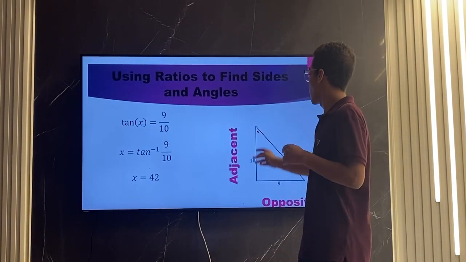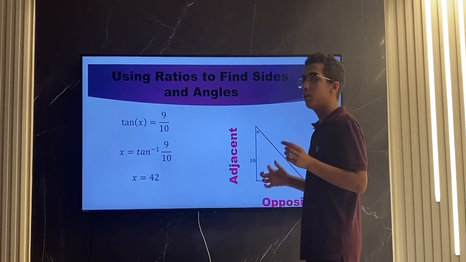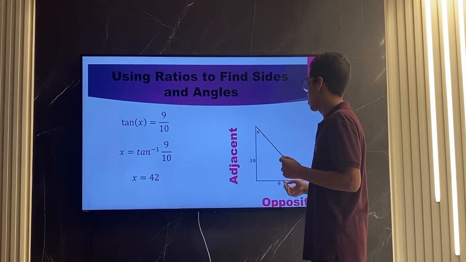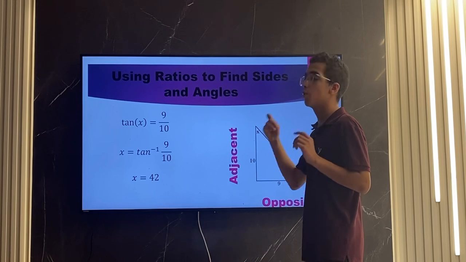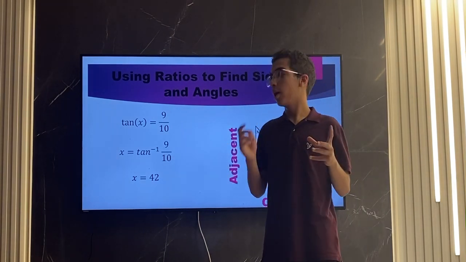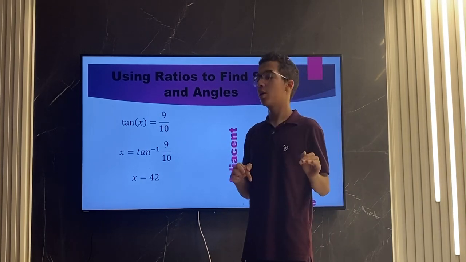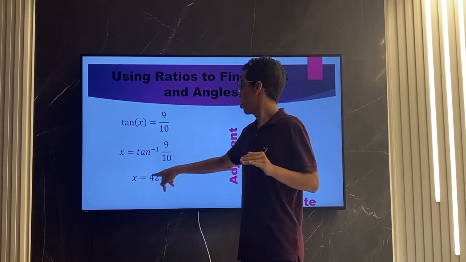Let's continue. Here we have a missing angle, and we're given its opposite and its adjacent. Its opposite is 9, adjacent is 10, so we'll use tan because it's opposite over adjacent, 9 over 10, and we'll move the 10 there with shift tan, or tan to the power of -1, and then it will be 42.